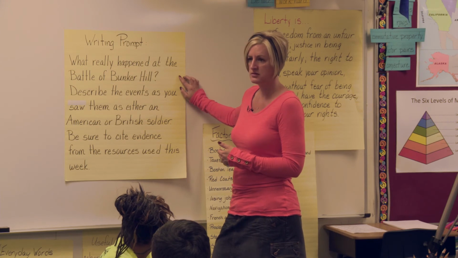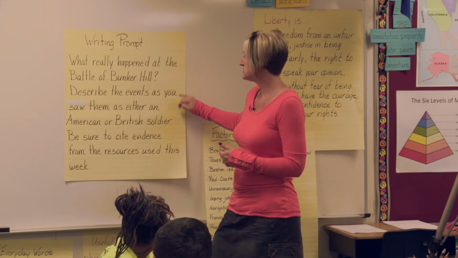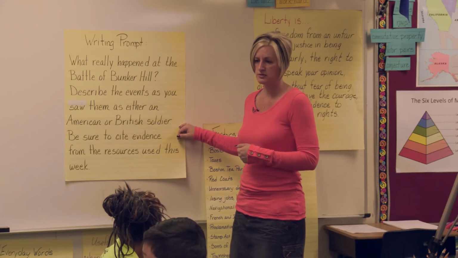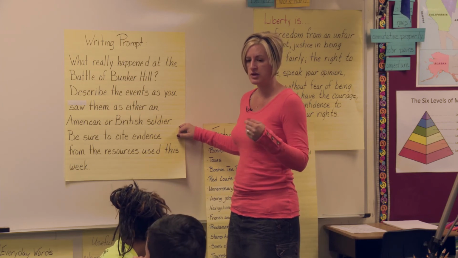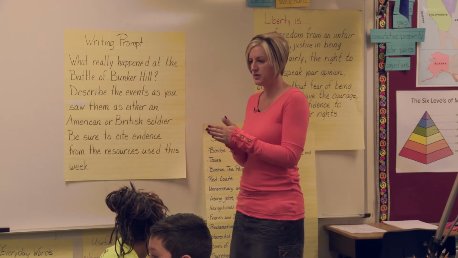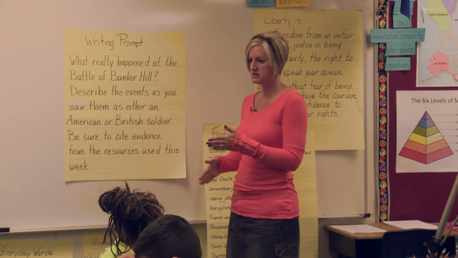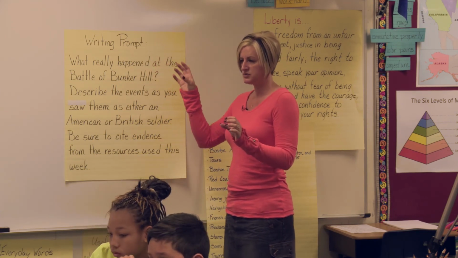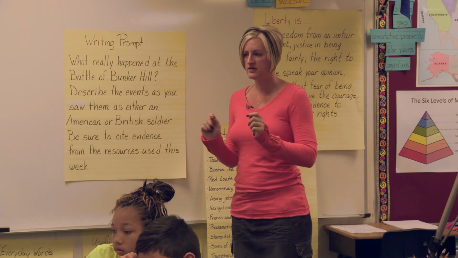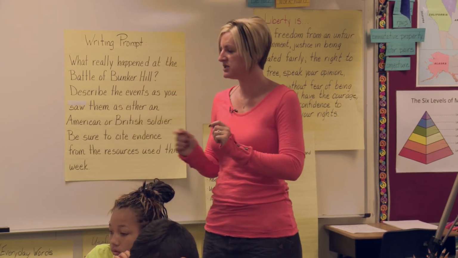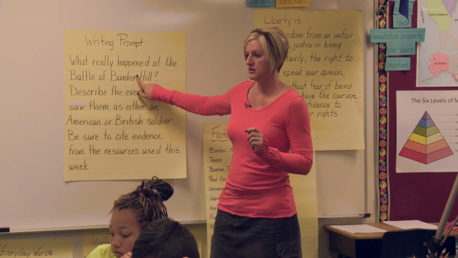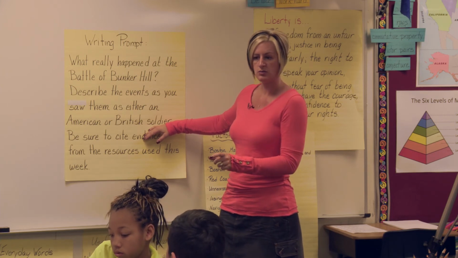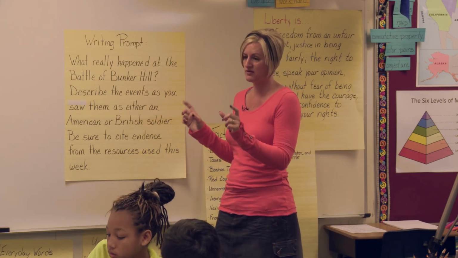What really happened at this battle? Describe the events as you saw them as either an American or British soldier. Okay, so I'm going to give you a sheet of lined paper, and I just want you to make a T-chart, make two sides. One side is an American perspective, and one side is a British perspective. I want you to brainstorm all of the different things that you have learned about and read about and talked about as far as the events that happened from the American perspective and a British perspective. Again, you don't know whose side you're writing for right now.